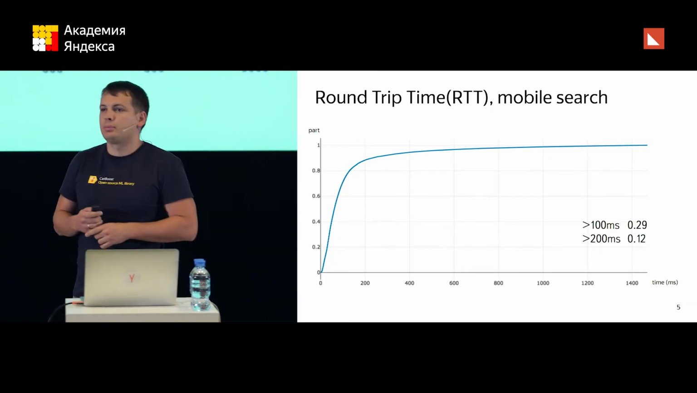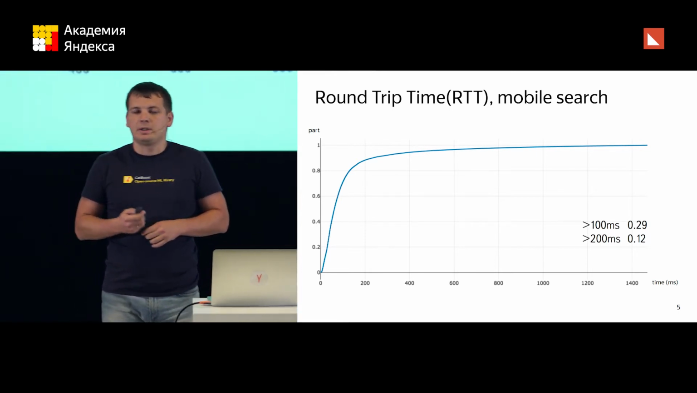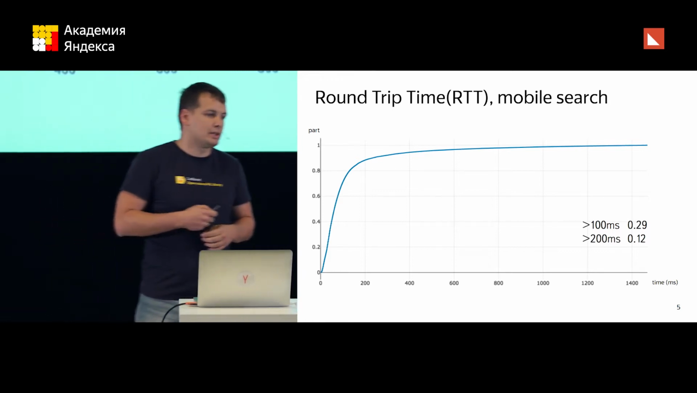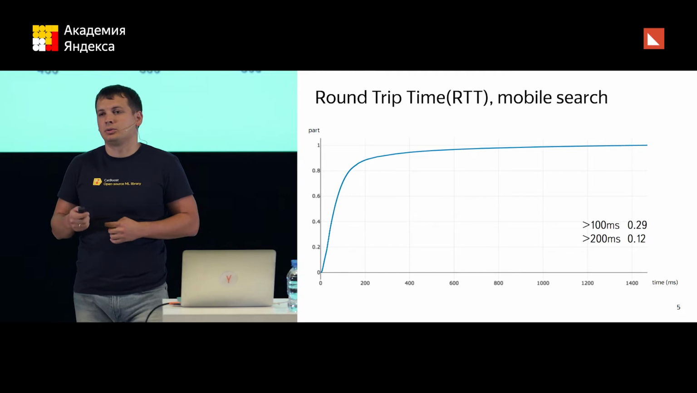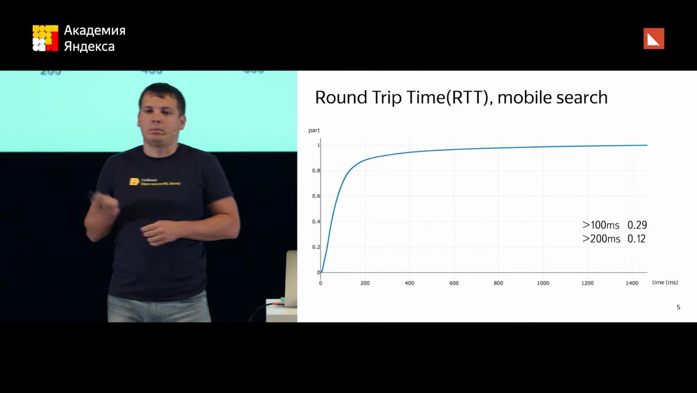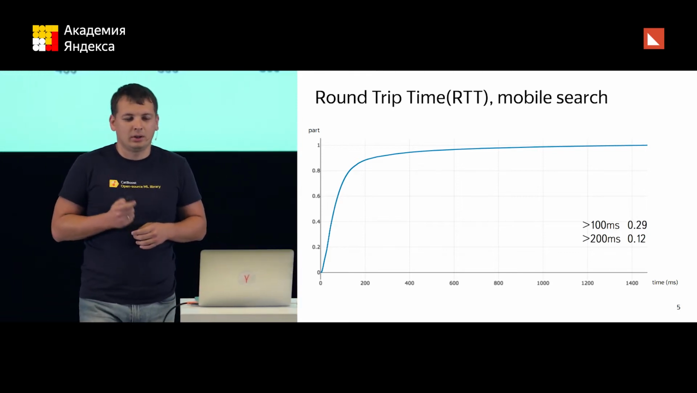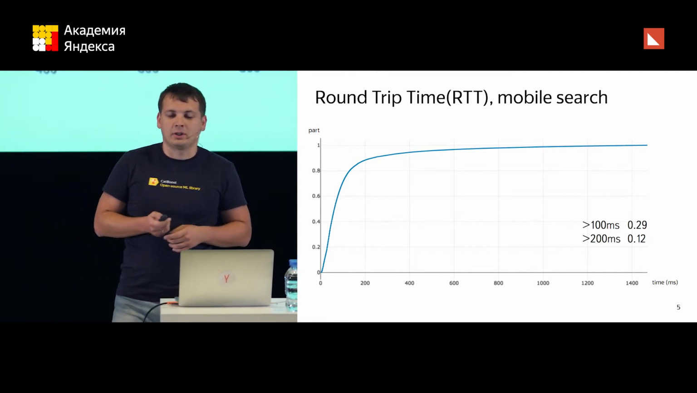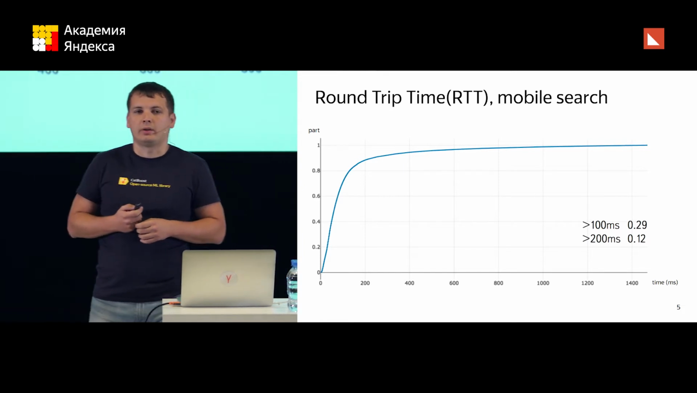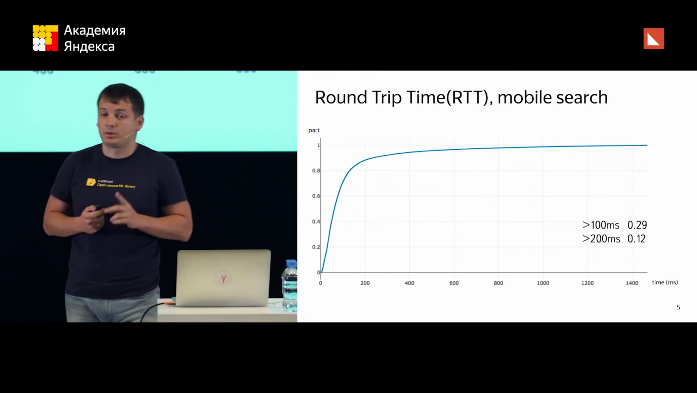The main thing you should keep in mind about mobile network is the round trip time. It means the ping time from the user devices to your server. And here's the distribution of the time for our mobile search servers. You see that for almost 30% of users, this time is more than 100 milliseconds. And for about 12%, it's more than 200 milliseconds. That's too much.